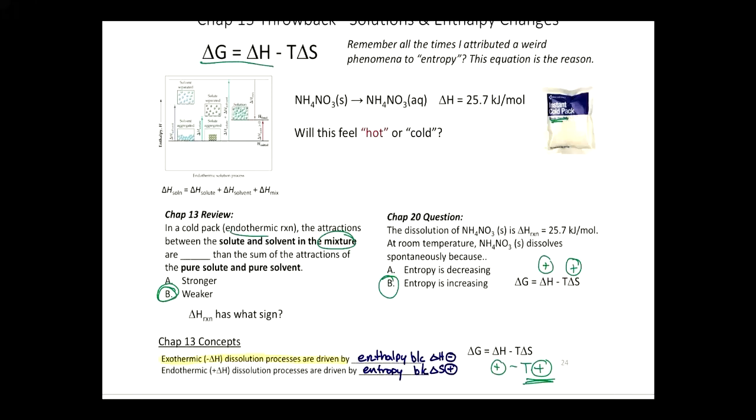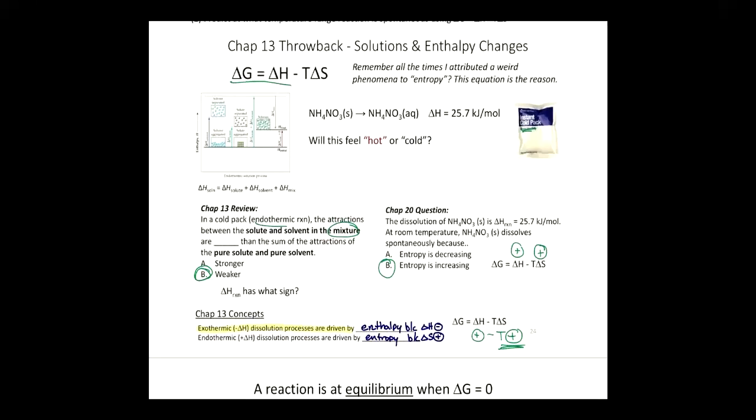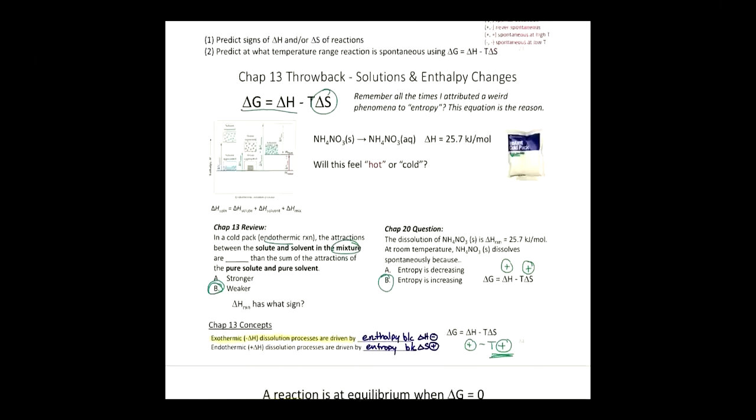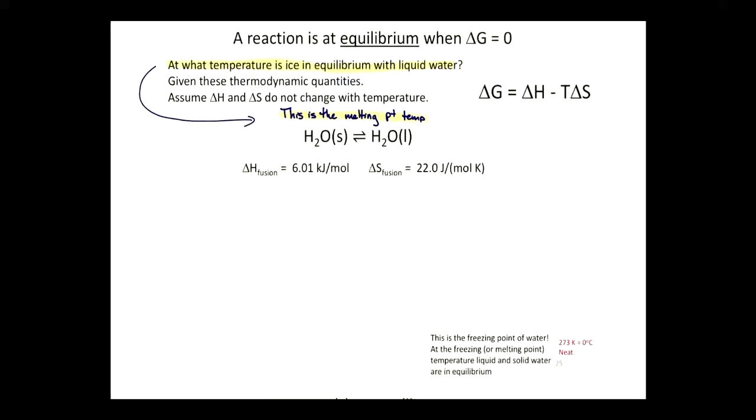So that's explaining something that I brought up at the very, very beginning of the year, and it's all about that entropy term. Okay, so let's look at some other ways we can use this equation. I mentioned that if you think about the sign of delta G, if a reaction has a negative delta G, then that reaction is spontaneous.